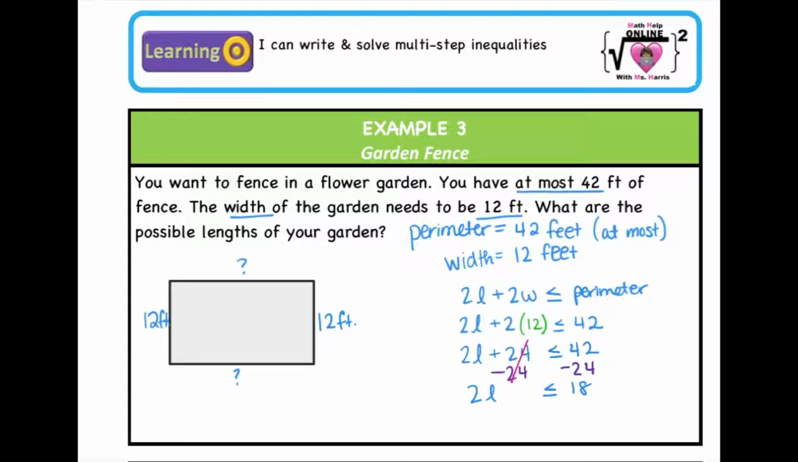And my last step is going to be to divide both sides of the inequality by 2 so that I find L has to be less than or equal to 9 feet. So the answer to this problem is that the possible lengths of the garden are 1, 2, 3, 4, 5, 6, 7, 8, or 9 feet. Anything where the length is 9 feet or less is a possible length of this garden.